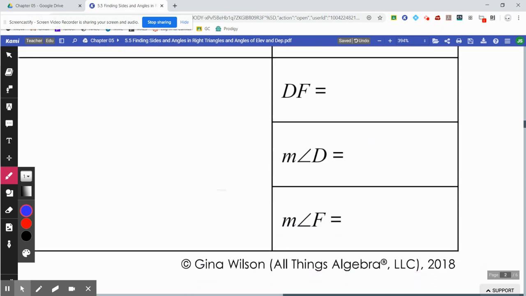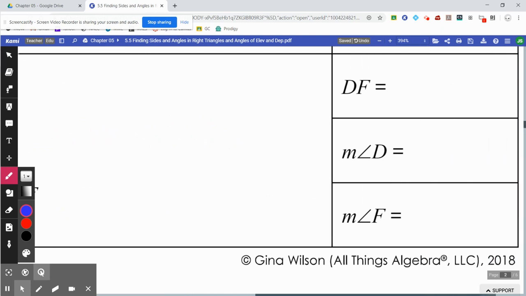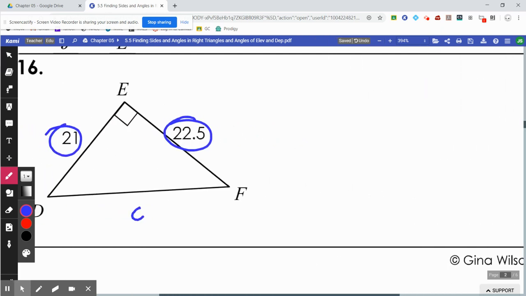Okay, next problem. Again, Pythagorean theorem is going to tell you the missing DF side, so you're going to do 21.21 squared plus 22.5 squared equals C squared, and that's going to give you a value of 30.8. So let's go ahead and write that. And again, that's just simple Pythagorean theorem.